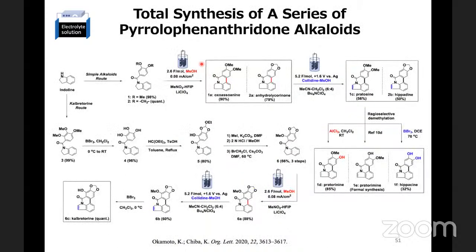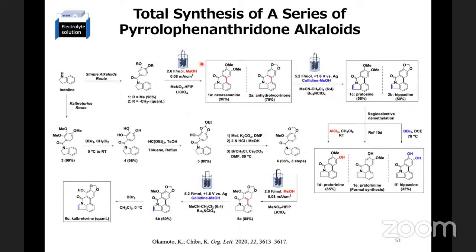We present here an example of the total synthesis of a series of natural pyrrolophenanthridone alkaloids by optimization of the intermolecular coupling reaction, achieving the synthesis with indoline as a starting material and using an electrolytic reaction as a key step, as illustrated in an electrolytic cell.